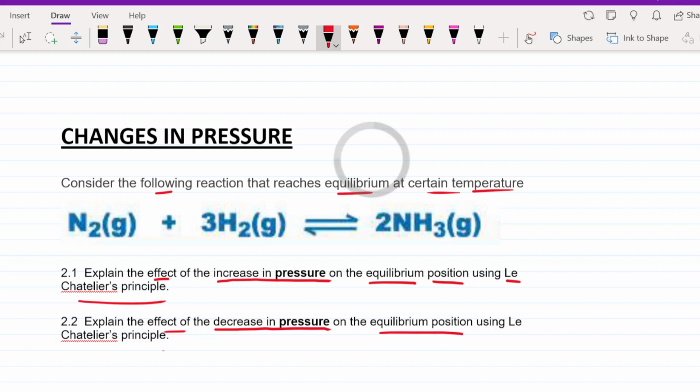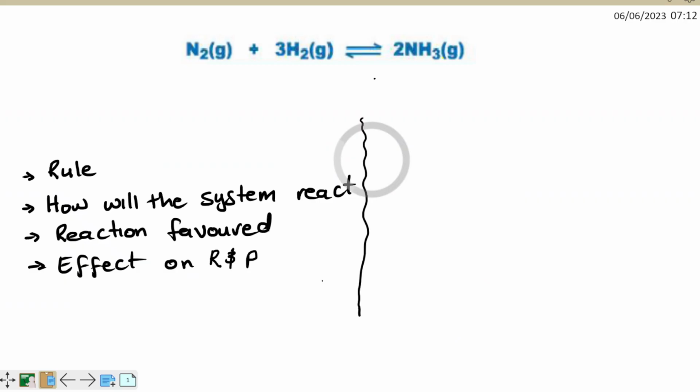So we want to see, when you increase the pressure on the system that is at equilibrium, what is going to happen to the equilibrium position. And when you decrease the pressure on the same system, what is going to happen to the equilibrium position. And you must use Le Chatelier's principle to explain what happens. So let us look at this question.